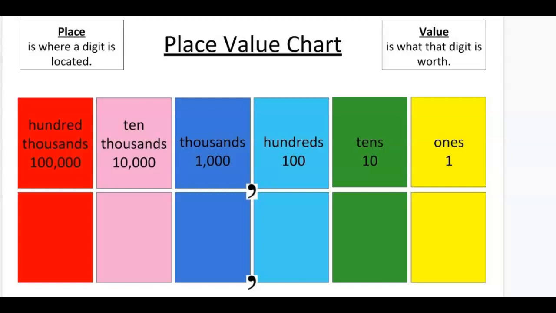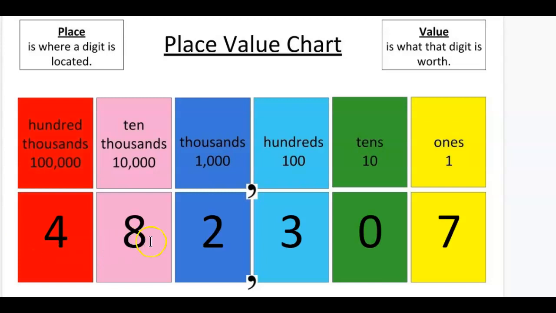We are going to do some review today on expanded notation, and I just want to look at the place value chart one more time. Remember, the place is where a digit is located, and then the value is what that digit is worth. So in the thousands place, the value is 1,000.